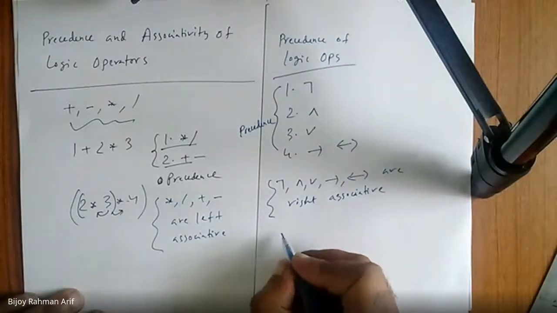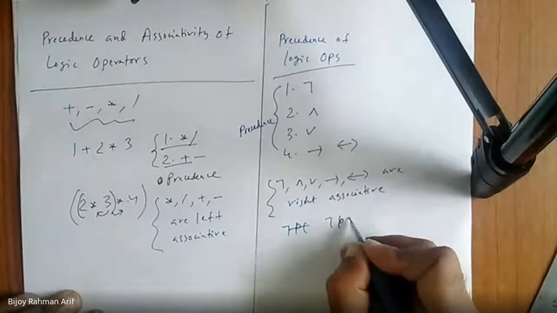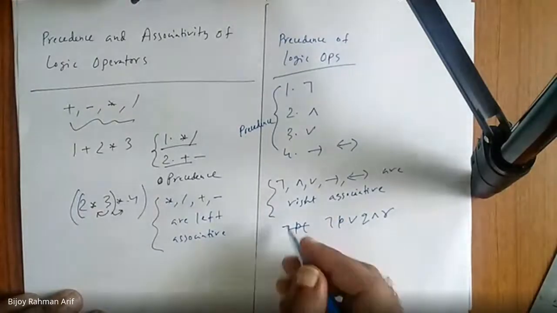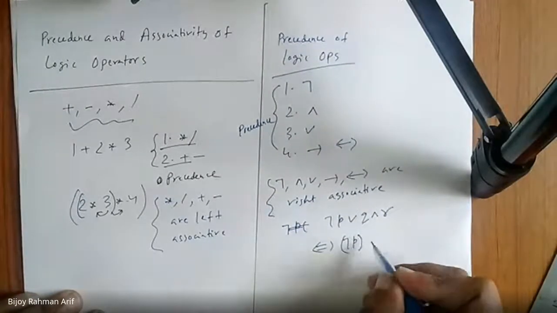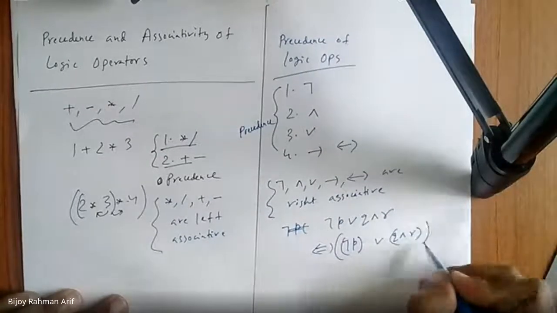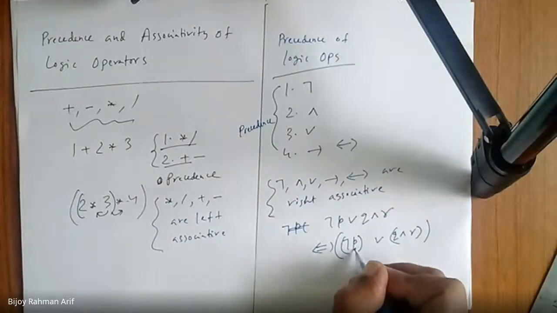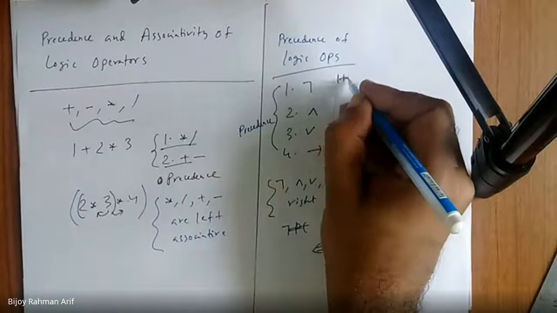2 into 3 into 4 is left associative. So if we write this way, not P or Q and R, what would be the expression using brackets? We'll do this one first, then this one, then finally this one. Did you get it or not? Yes, sir. This is the highest precedence, so we do it first, then this one, then finally this one. Remember, this is the associativity.